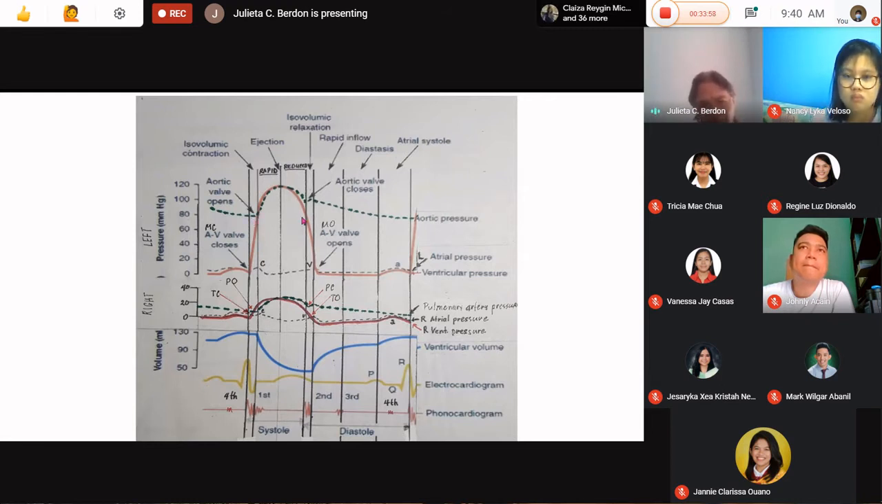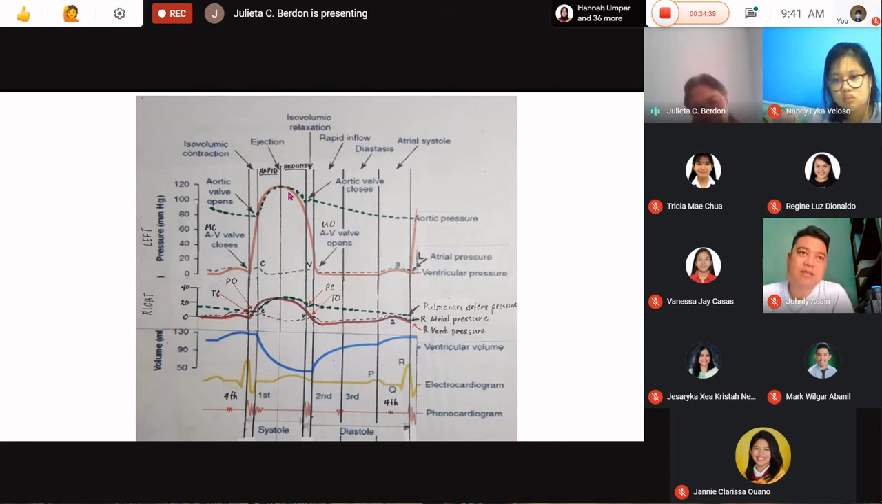What happens? The pressure in the ventricle is still greater than aortic pressure, as shown here. So blood will flow to the aorta. Blood flows from greater pressure to lesser pressure. And of course, the blood in the aorta will not stay in the aorta. It must flow to the periphery, from the aorta to large arteries to smaller arteries until it goes to the tissues.